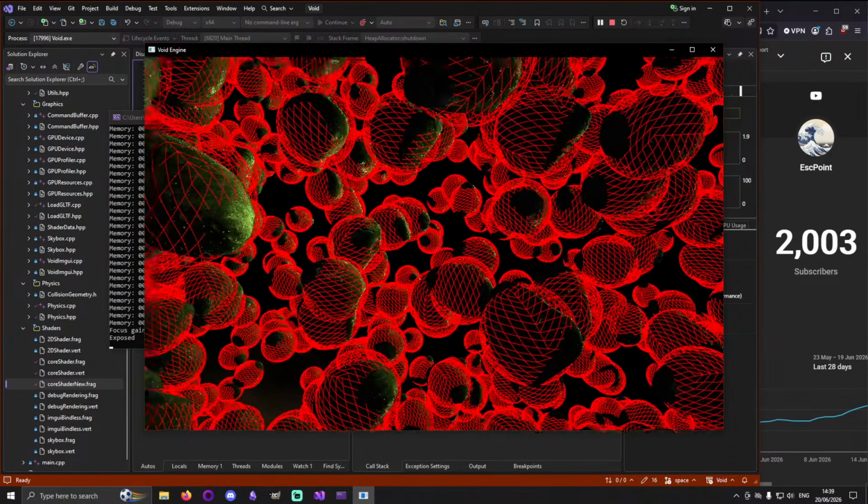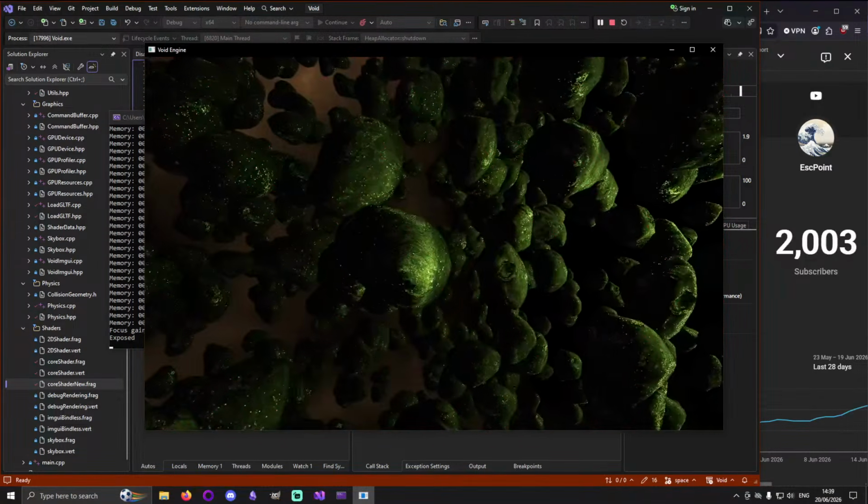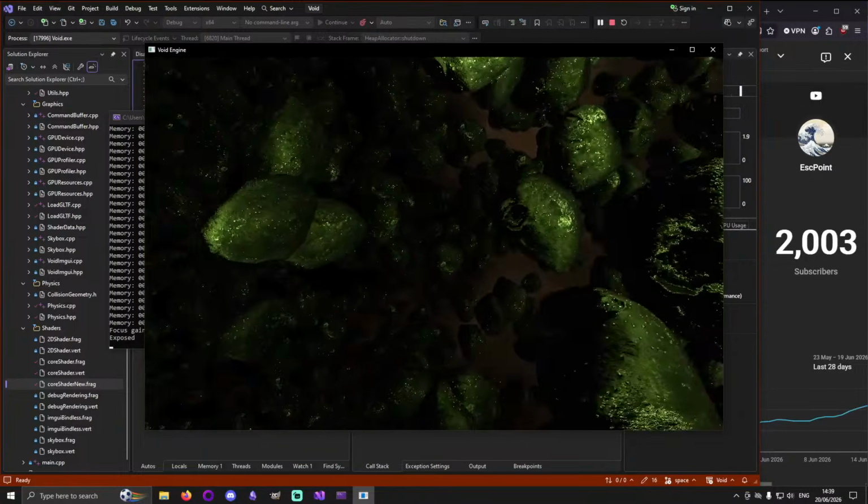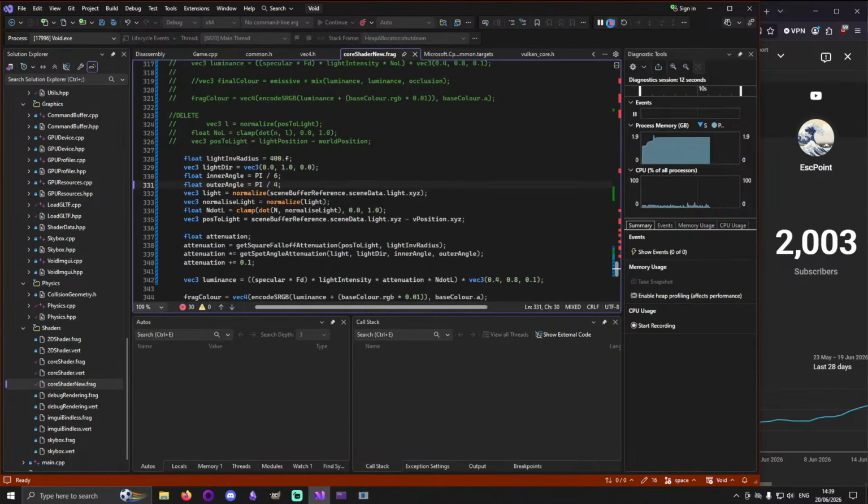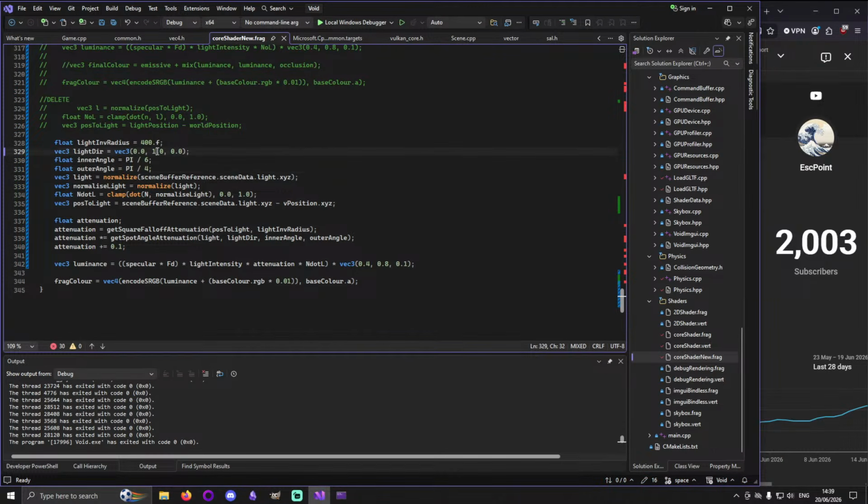I think it's fast enough right now that it's not too much of an issue. Alright, so I'm going to get rid of this attenuation anyway, so... it might be the intensity, hang on. Let's put this back to 5.